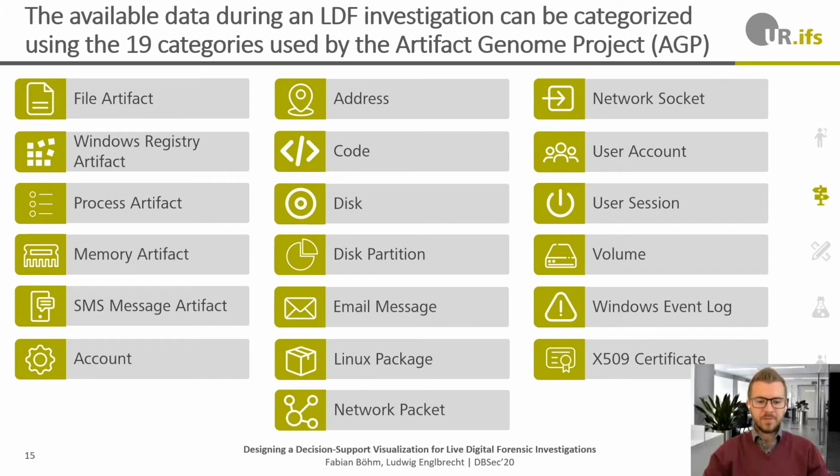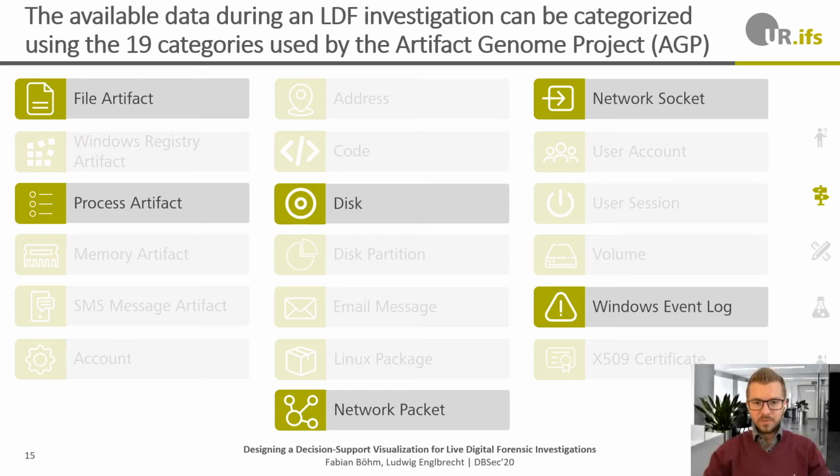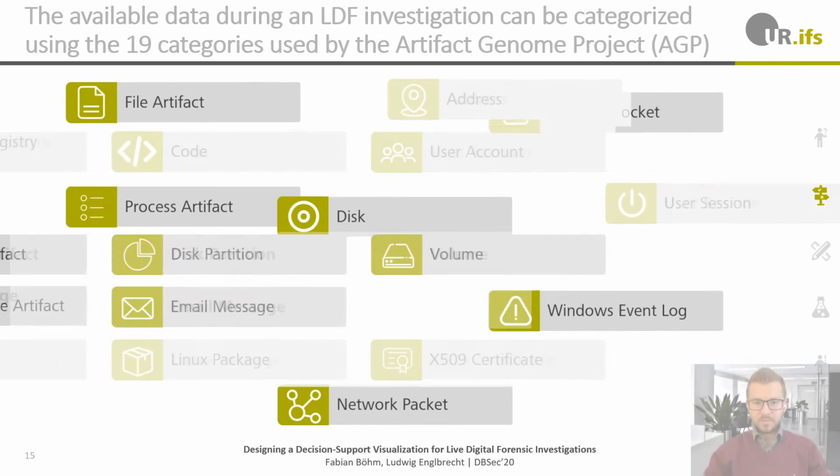To provide decision support during a live forensic investigation, it is important to consider the right type of data. We use the 19 categories of the Artifact Genome Project as a baseline for our approach. These 19 categories are selected observables from the MITRE CybOX. They use them for a prominent and common cyber observable exchange. But not all 19 categories can be used for our approach.